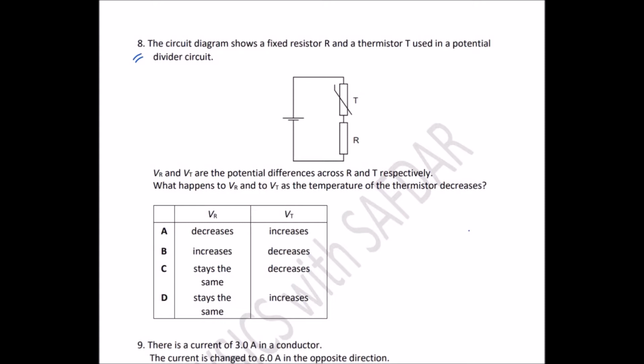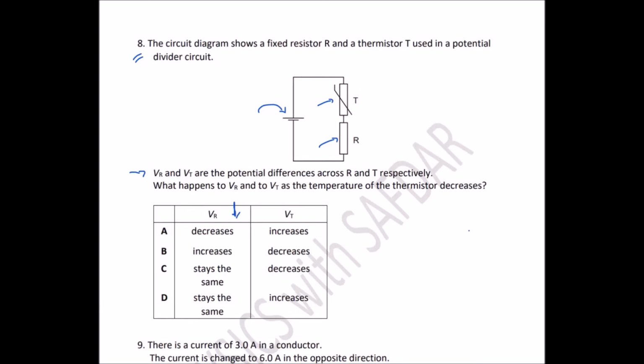The circuit diagram shows a fixed resistor and a thermistor T used in a potential divider circuit. Look at this circuit. This is power supply, thermistor and fixed resistor. You need to remember the symbols of a thermistor and a fixed resistor. Then VR and VT are the potential differences across R and T respectively. What happens to VR and VT as the temperature of the thermistor decreases?